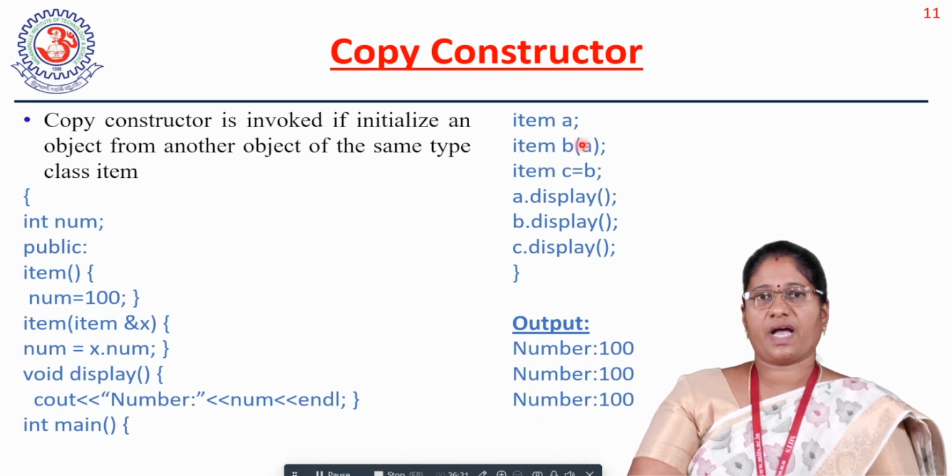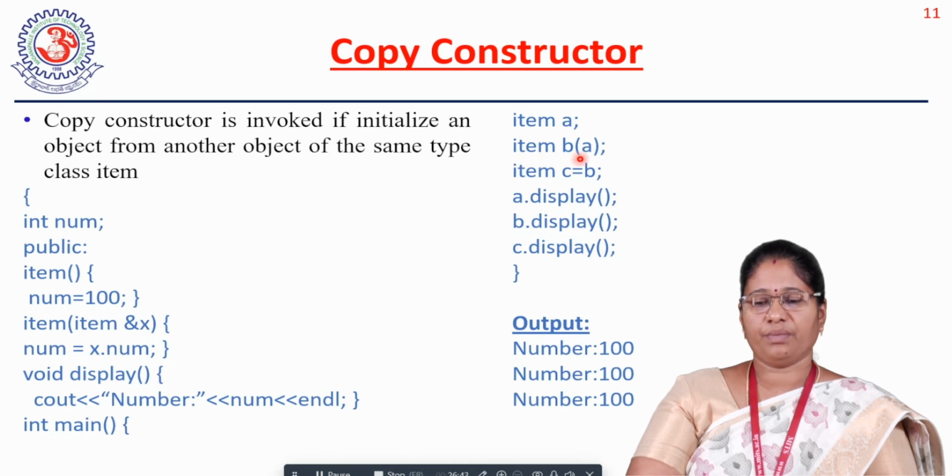Another one is I am going to create one more object called B. I told you, this is an example of the copy constructor. How are we going to copy? Already you have an object A to which we have assigned some value. That value we are going to assign to another object called B, item B of A. Now A has 100, and B also has 100. So this is another category of the copy constructor.